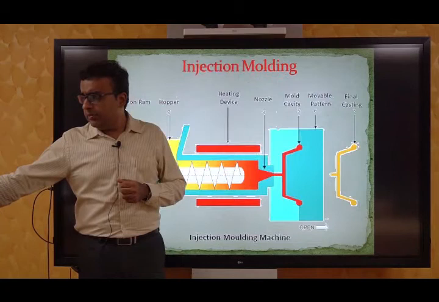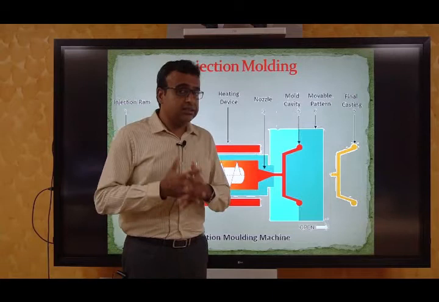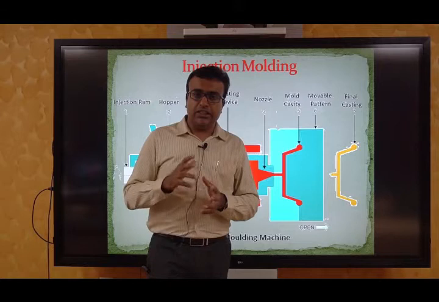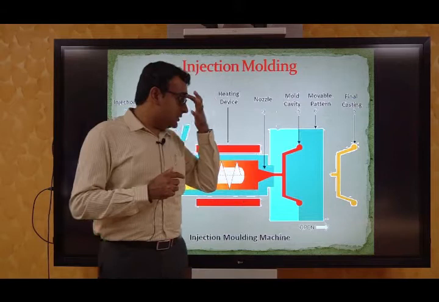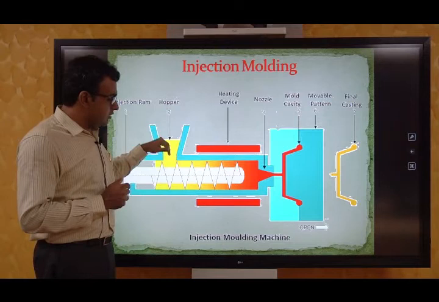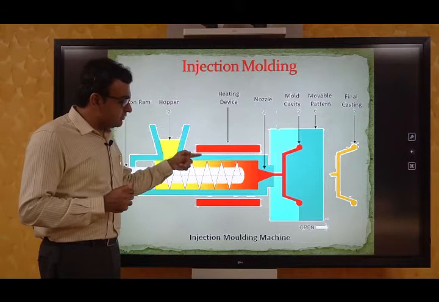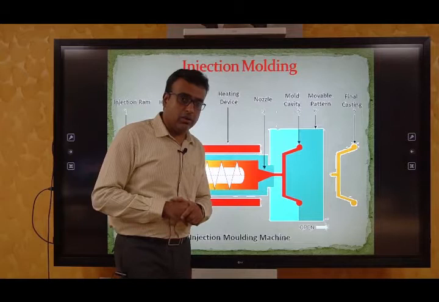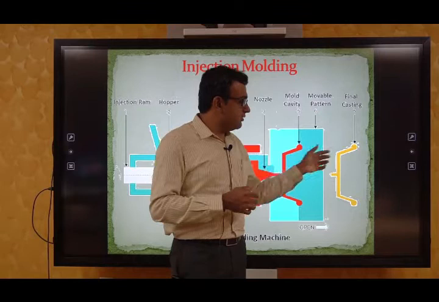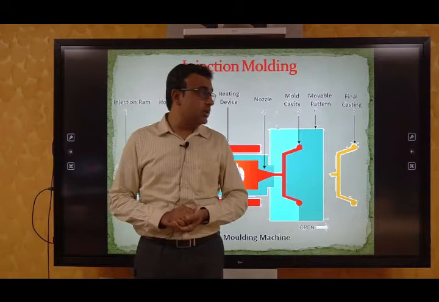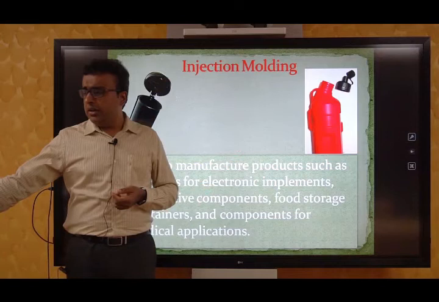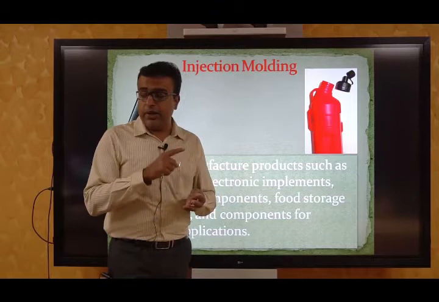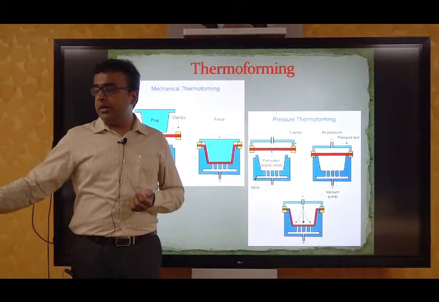The next process, which is very commonly used in plastic products, is injection molding. Injection molding is very similar to extrusion, but it has differences. For example, we have a hopper system where whatever input material you want to put in will be held. Then we have a conveyor system which pushes it into the mold cavity, which is made by the pattern or the die. Once it is pushed in and we open it up, what you get is the product. So that's what injection molding is all about. We have a lot of products, electronic implements, automobile components, food storage cans, all made by injection molding.